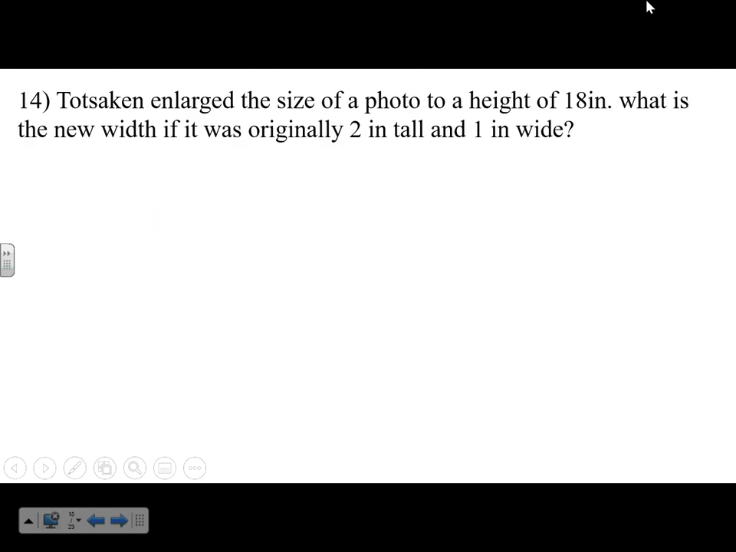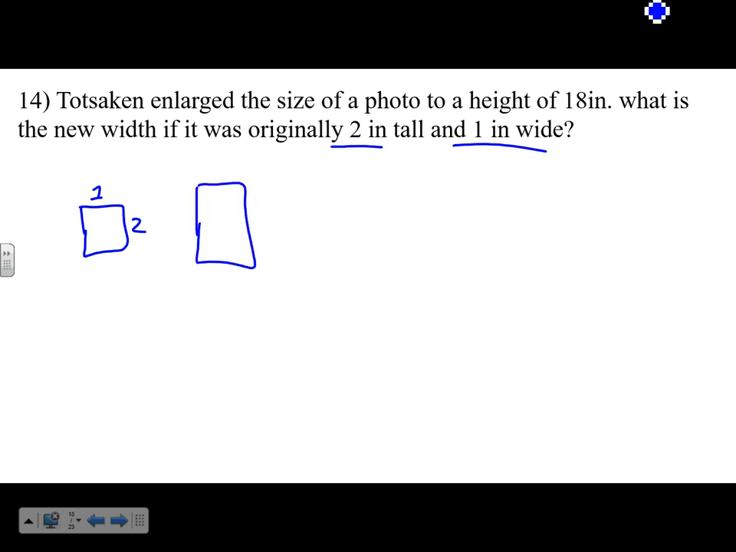Someone enlarged the size of a photo to a height of 18 inches. What is the new width if it was originally 2 inches tall and 1 inch wide? So let's look at the original. It's 2 inches tall, 1 inch wide. The new photo, that's obviously bigger than that, has a height of 18. So 18 goes with 2. So what's the width?